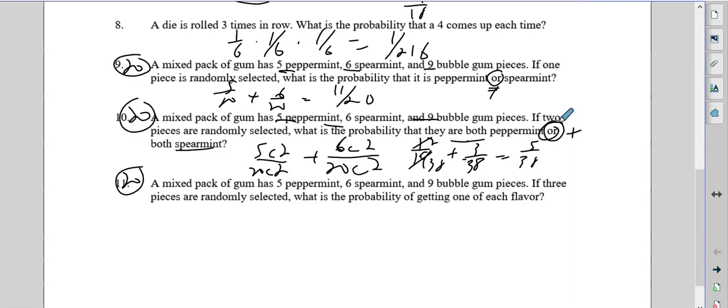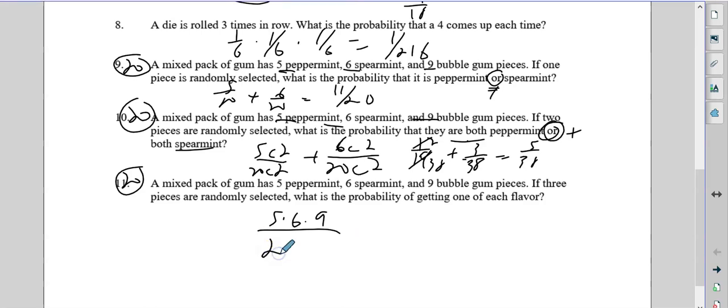All right, last one on this page. Same thing, 20 pieces of gum. This one's a little bit different. You haven't seen this before, so I'm just showing it to you now. It says, same thing, 5 peppermint, 6 spearmint, 9 bubblegum pieces. If 3 are chosen randomly, what's the probability of getting 1 of each flavor? In this case, we're just trying to get 1 of each flavor. Then we're simply doing 5 times 6 times 9, the representative numbers of each one.